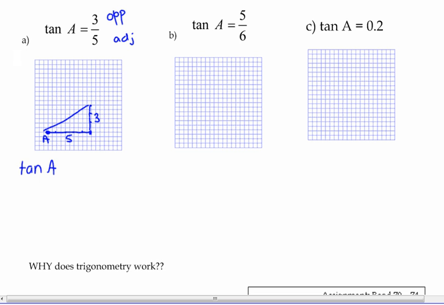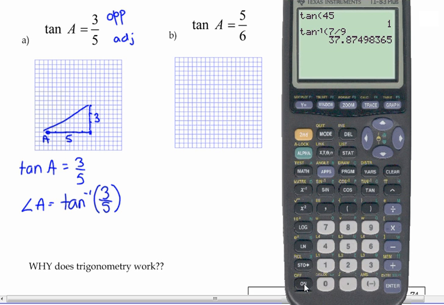So they gave us tan A equals 3 over 5. What if I wanted to find angle A? How would I find angle A? Inverse tan of the ratio. Okay. Inverse tan of the ratio. So second tan, 3 divided by 5.